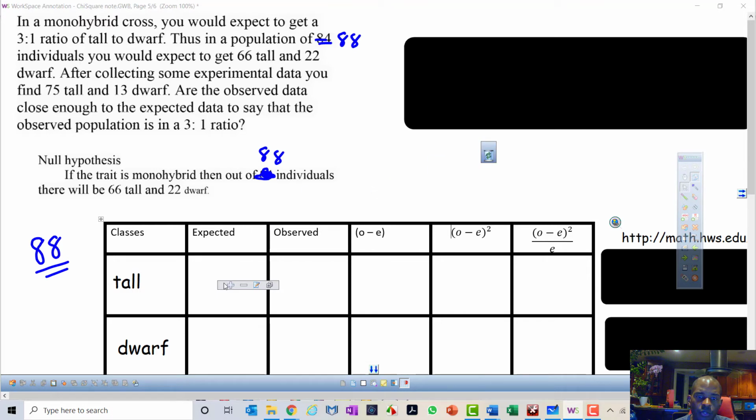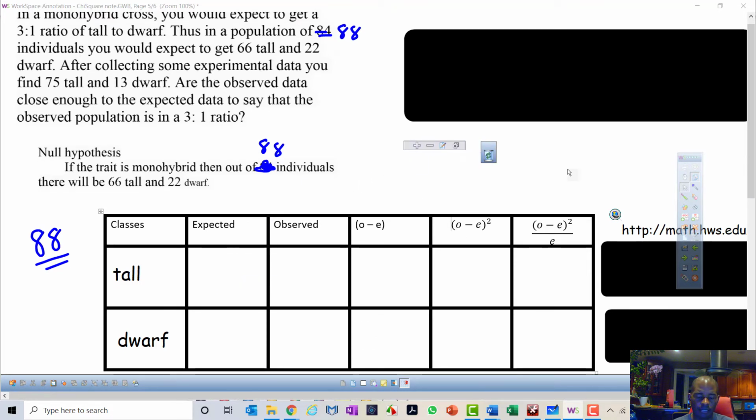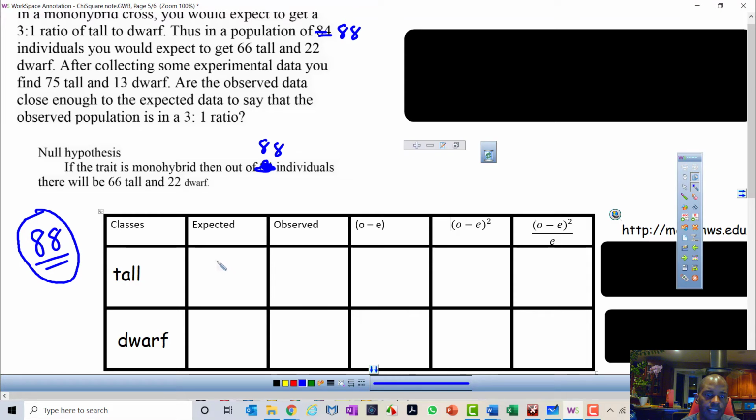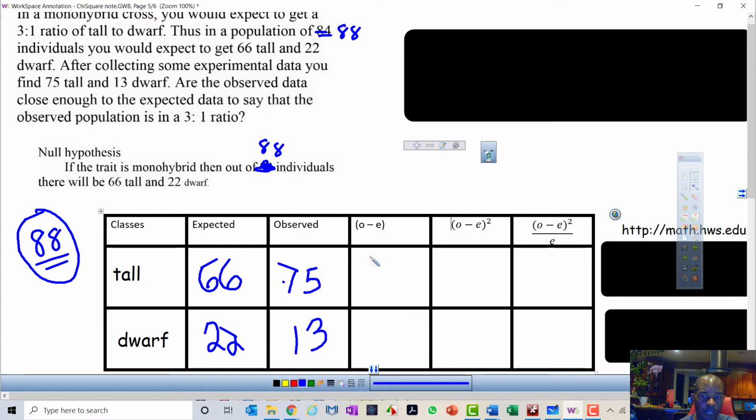Now I might have to switch this over to the other screen if my whiteboard here doesn't work on this particular application. So expected. We expect out of a population of 88 that 66 are going to be tall and 22 are going to be dwarf. But we actually observed that 75 are tall and 13 are dwarf. Okay, so now the next part of this equation, I have to take the observed minus the expected. So it's going to be 75 minus 66.